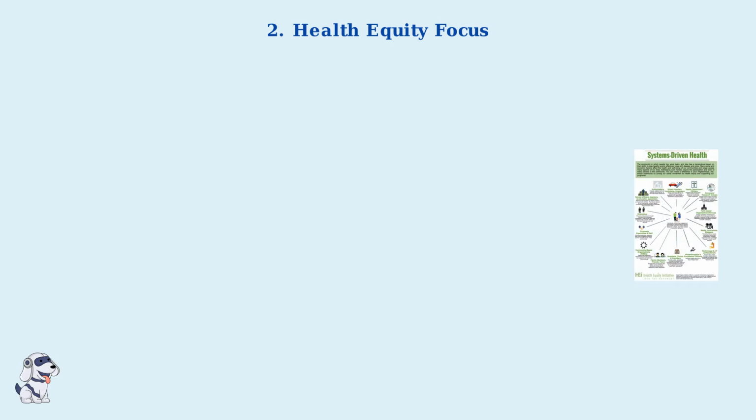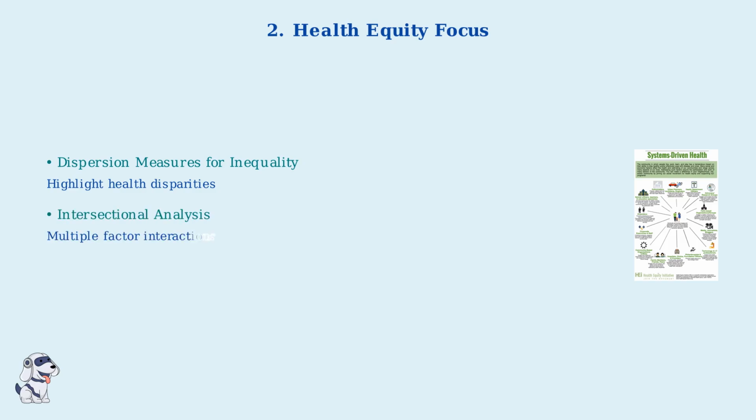Public health professionals are using dispersion measures to identify and address health disparities across different population groups. Dispersion measures like standard deviation and interquartile range are being used to highlight health inequalities between racial, ethnic, and socioeconomic groups. Intersectional analysis examines how multiple factors like race, gender, and income interact to affect health outcomes, requiring sophisticated statistical approaches. Geographic information systems integration allows researchers to map health disparities spatially, revealing patterns of inequality across neighborhoods and regions.